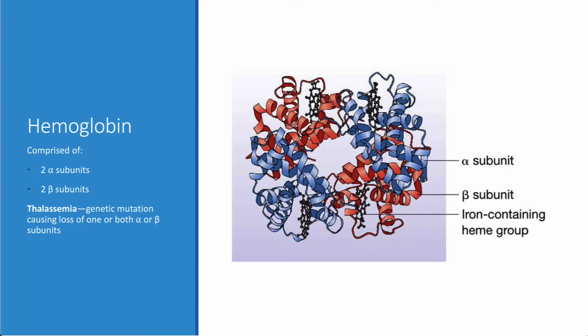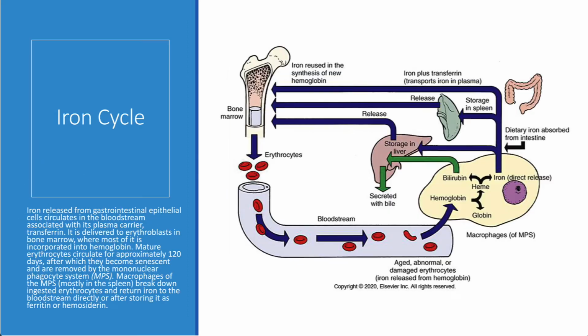Remember, hemoglobin is made up of an alpha subunit and a beta subunit, and when there's an abnormality of the alpha or the beta subunit, we call that thalassemia. So there's alpha thalassemia or beta thalassemia. We don't encounter that a whole lot. It's not something that you're going to run into with great frequency. At least I haven't in my clinical practice. So we'll skip over that. We're also going to skip over the iron cycle, but the details are here. It involves the liver, it involves the spleen, it involves the gut, and of course, it involves the bone marrow.